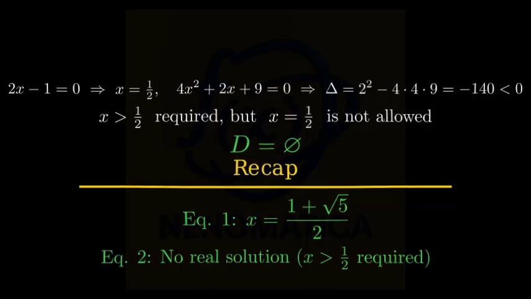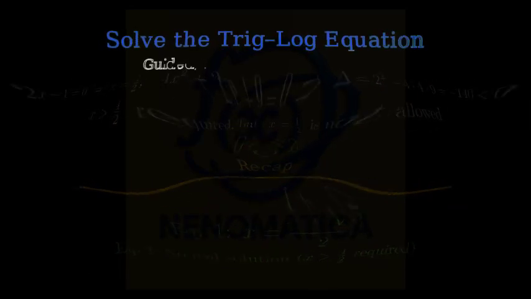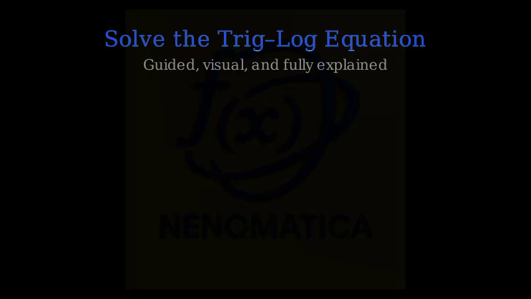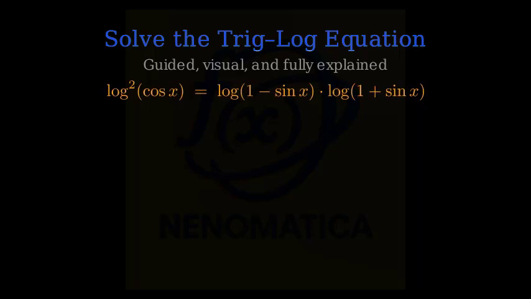In this lesson, we will solve the trigonometric logarithmic equation step by step. The problem is, log squared of cosine x equals log of (1 minus sine x) times log of (1 plus sine x). Step 1. Establish the domain.